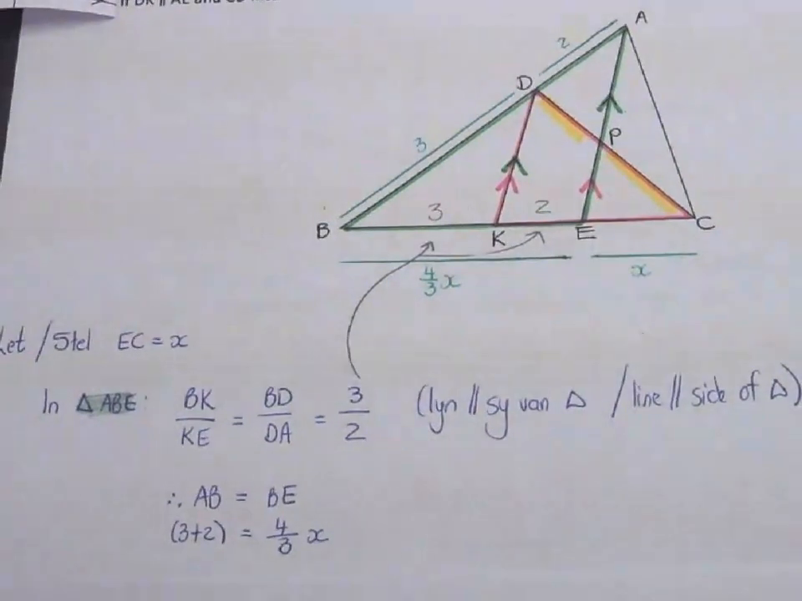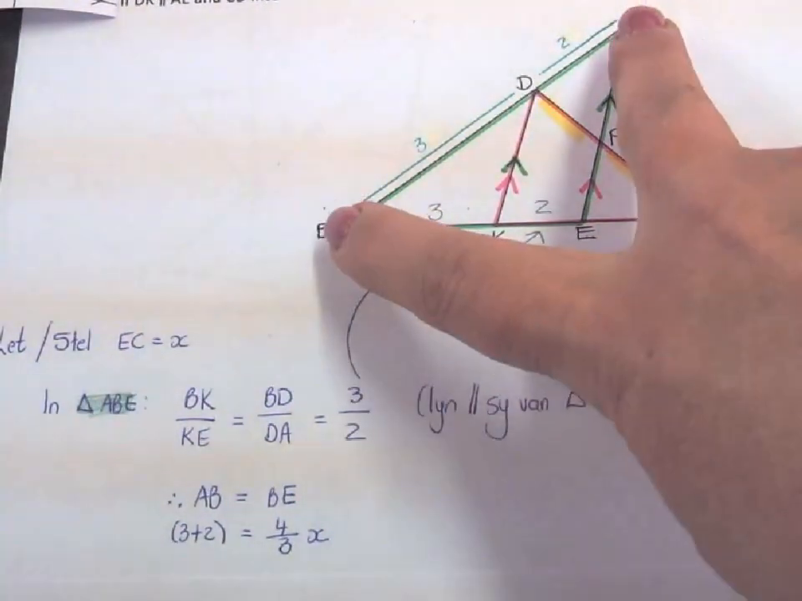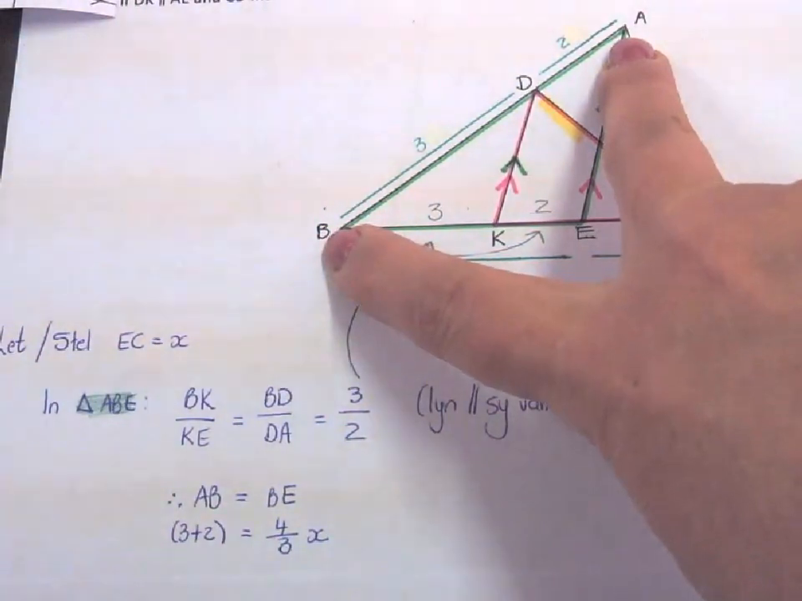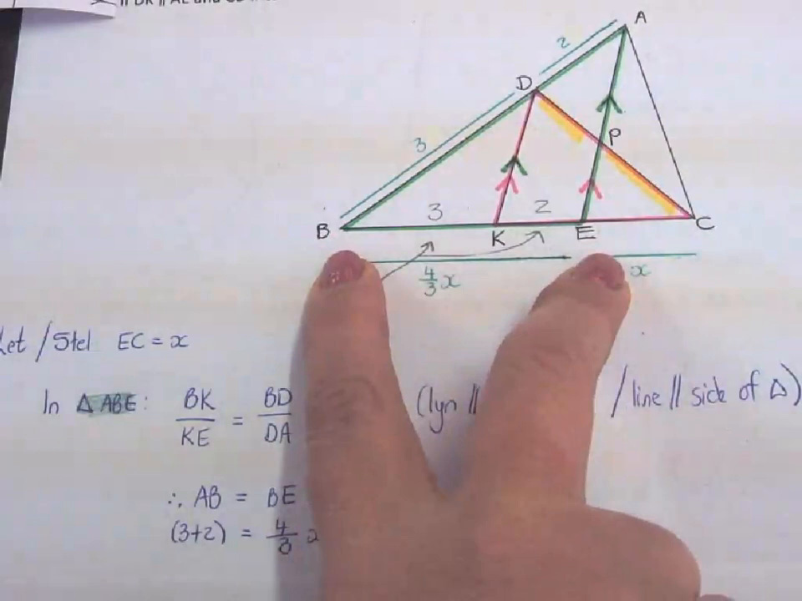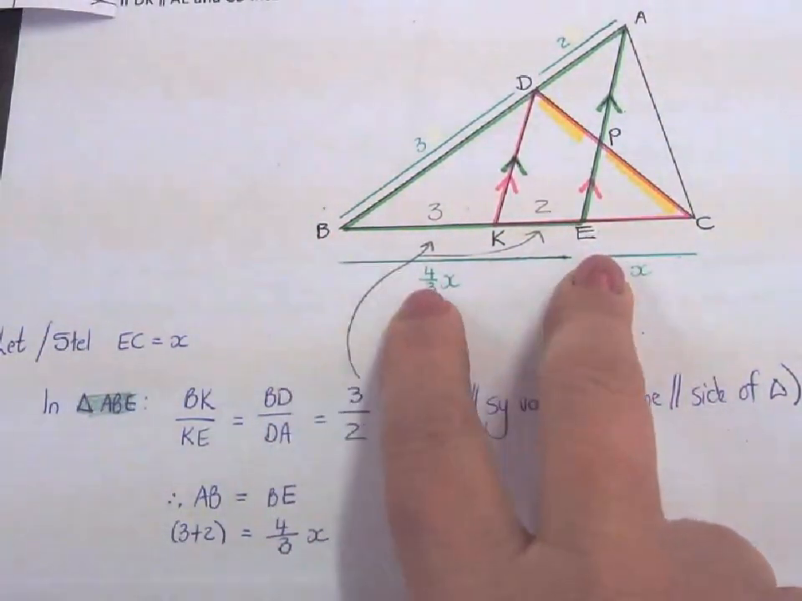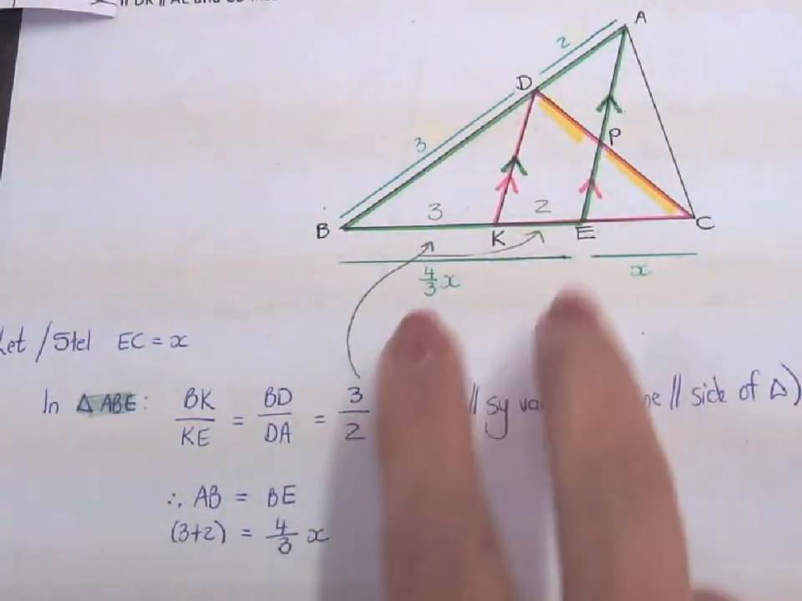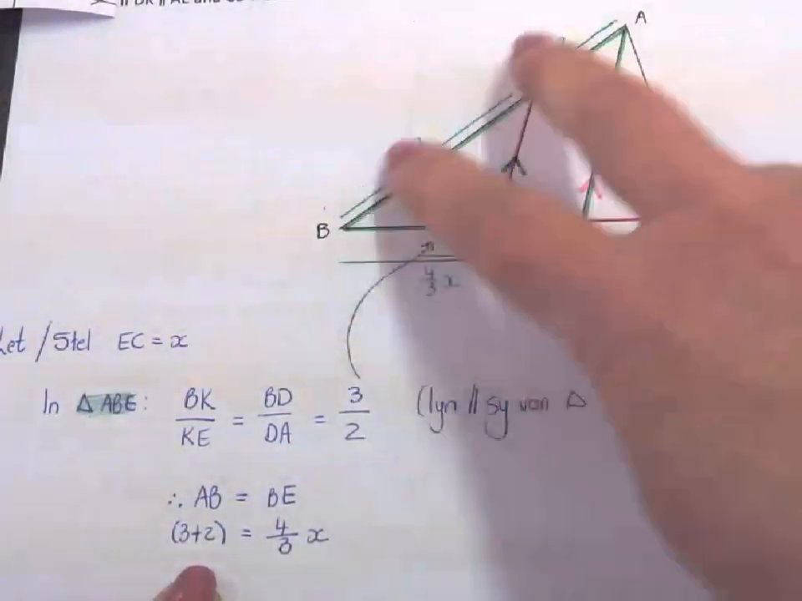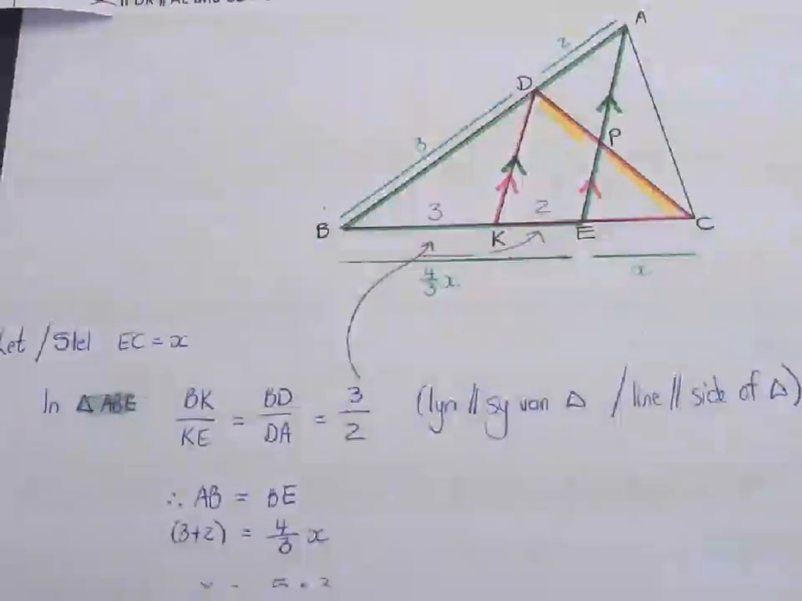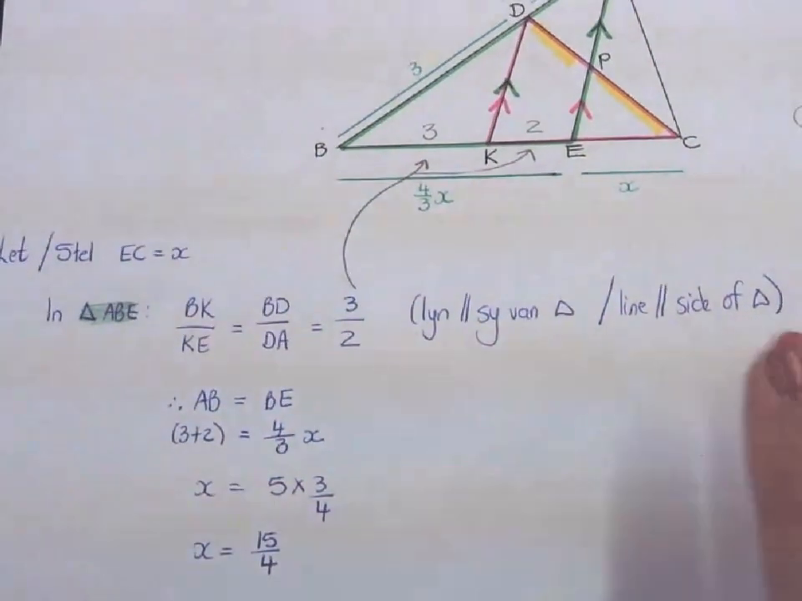So now I'm going to work out the total length of AB, and that will be the same as BE. But I have the length of BE. It's 4/3 of x. So AB will be those two ratios added, 5. And I can work out what x is.